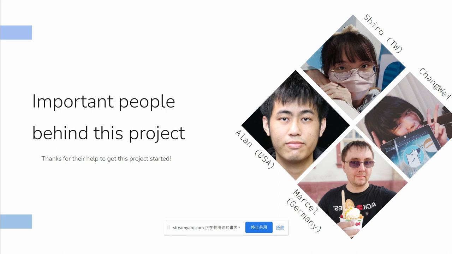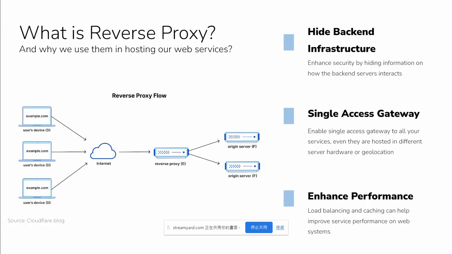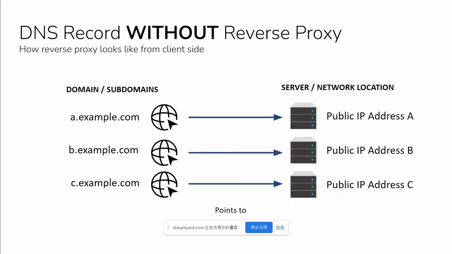So what is a reverse proxy? A reverse proxy is a server that sits between your origin servers and your clients. It has a few advantages, including high back-end infrastructure availability, providing a single access gateway to all your services, and enhanced performance through load balancing or caching.